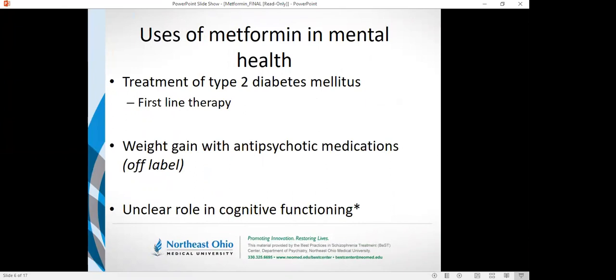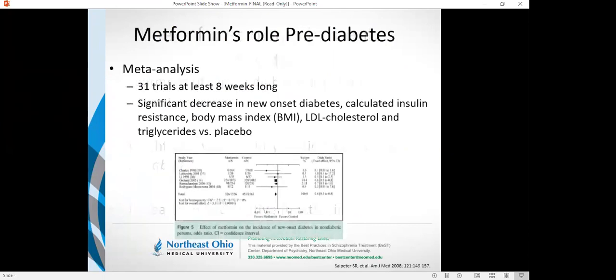We'll spend the bulk of the time looking at weight gain information, so the use of metformin for patients that are gaining weight with antipsychotic medications. And then I had mentioned a little bit on the cognitive functioning. This really isn't clear, the data is not consistent, but I did want to include it for completeness sake, so we'll go over that briefly also.